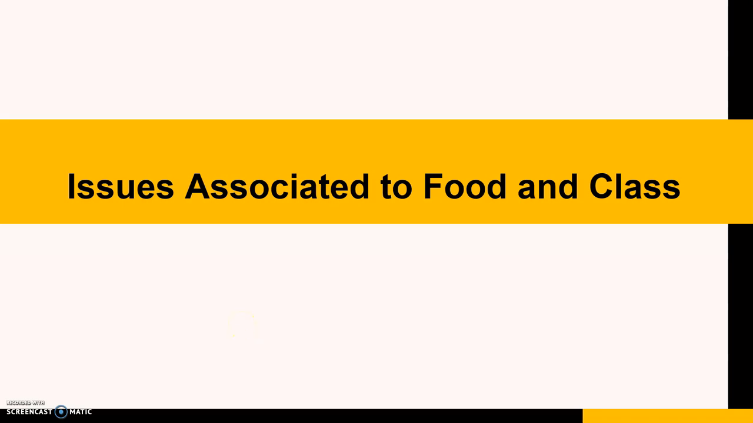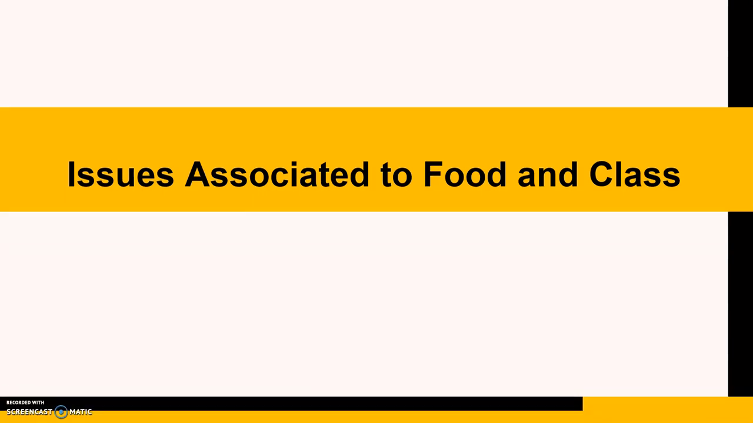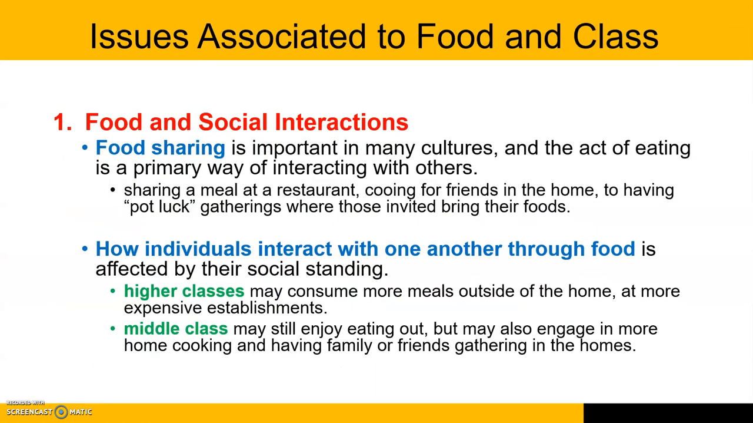There are five issues that are associated with food and class. Apa isu-isu dia? Satu isu adalah dari segi food and social interaction.